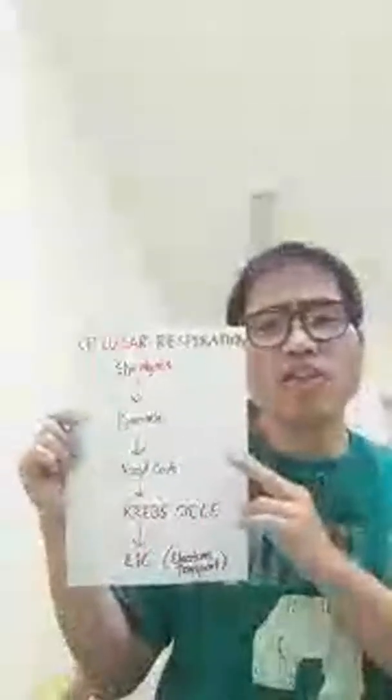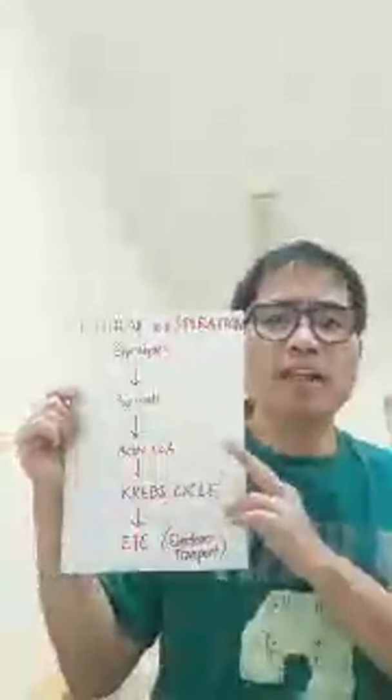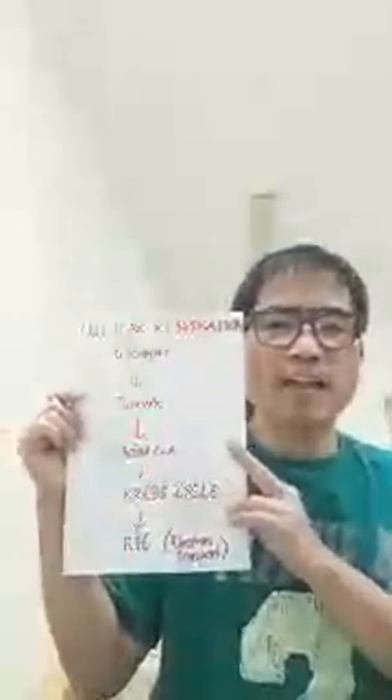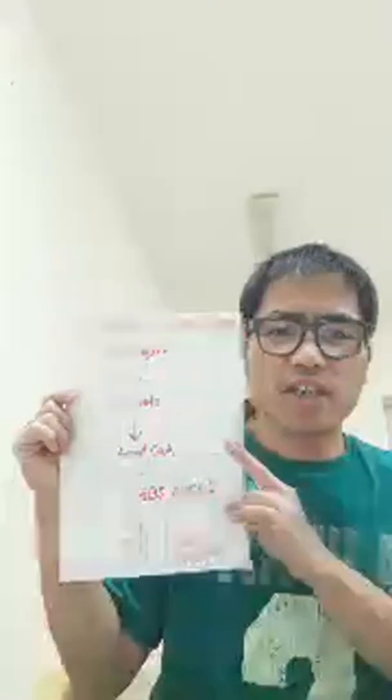So my title for this moment is all about how a healthy lifestyle improves cellular respiration. I don't think of so many titles, only this title specific to the subject. Cellular respiration starts with glycolysis and then pyruvate, acetyl CoA, Krebs cycle, and then the electron transport chain.